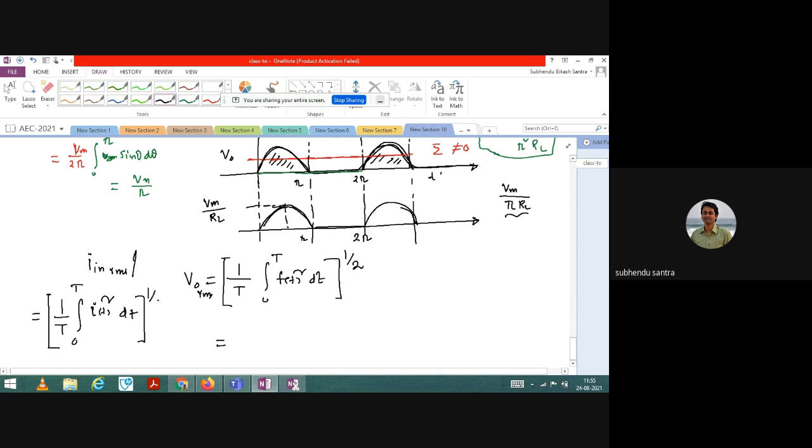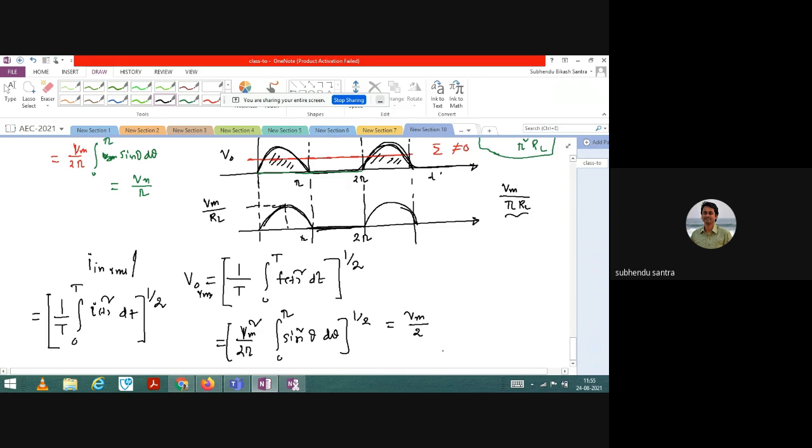Okay, if you solve these two integrations, you can find out two values. Now you can write here, 0 to 2 pi directly, it is very easy. So you can write Vm square, sine square theta d theta, integration 0 to pi, because from pi to 2 pi the signal is 0, and then the whole root. If you solve this integration, you will get Vm by 2.